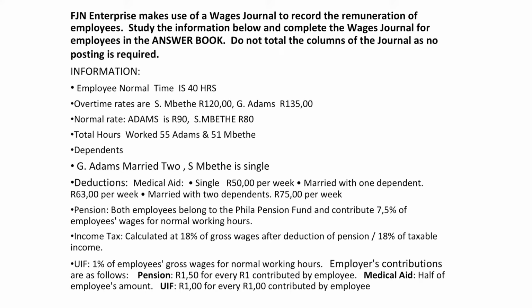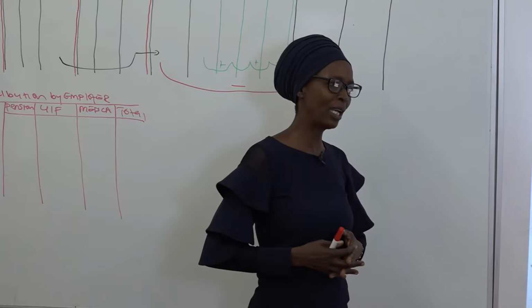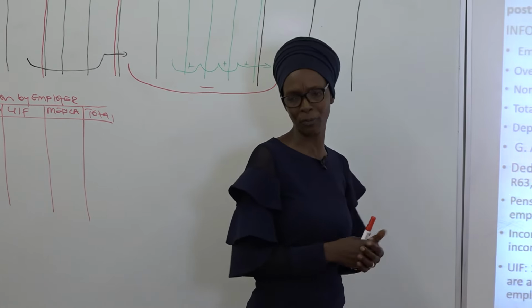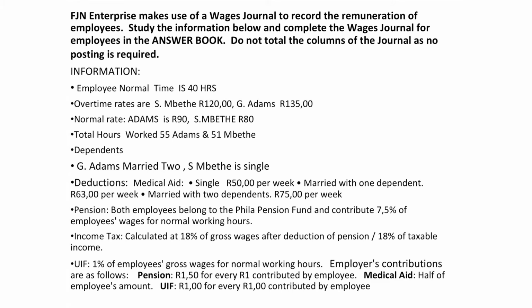This deduction indicates the dependents, which is the medical aid. That means for medical aid, you contribute according to the number of dependents we have. G. Adams is married with 2, and Mbete is single. Then they said, in the case of the medical, those who are single pay 50 rand per week. Married with 1 dependent is 63 rand per week. Married with 2 dependents is 75 rand per week.